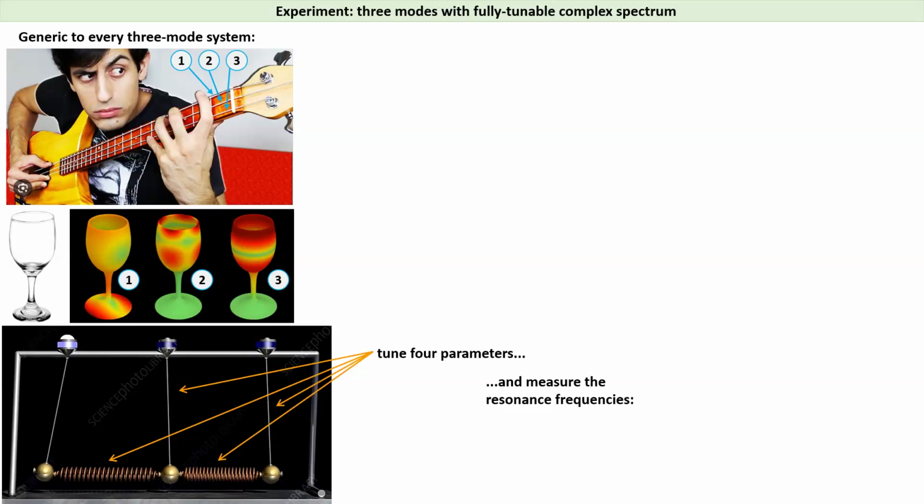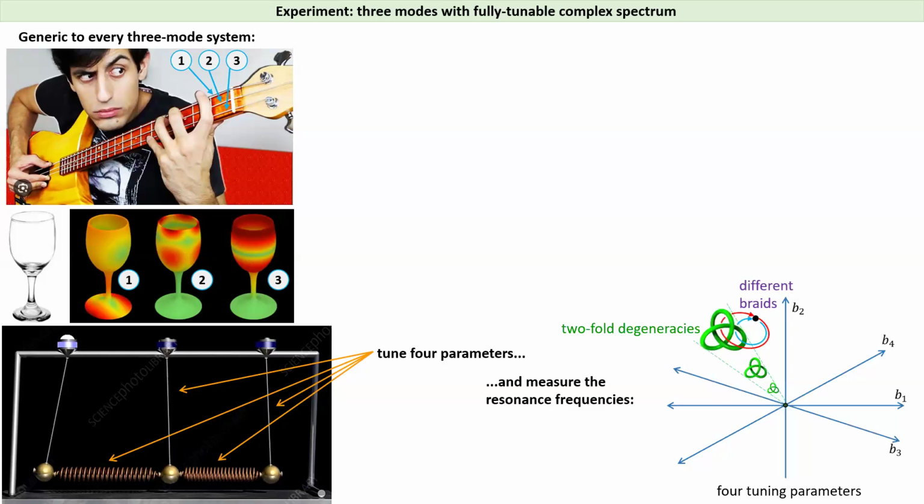And the claim that I'm making is that if in any such system you can tune 4 parameters and measure the resonance frequencies as a function of those 4 parameters, so these are the 4 things that determine the characteristic polynomial's coefficients, and if you can move around in that space and measure the resonance frequencies, you'll find that they do whatever. But if you ask where are their degeneracies, they will lie on this sort of sheet of trefoil knots.